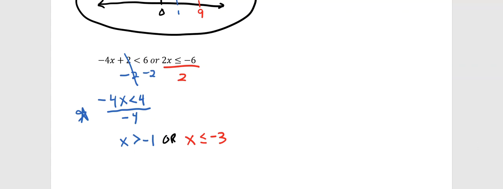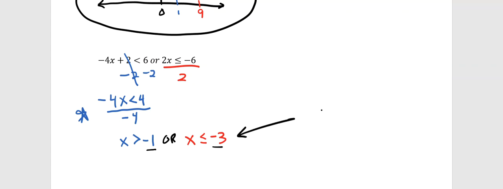Now, if you take a look at this solution, you'll notice that the variables are on the correct sides. The x is on the left in the blue side, x is greater than negative 1, and the x is on the correct side on the red part of our solution, x is less than or equal to negative 3. But what you should notice is that these values run in decreasing order. Negative 1 is a bigger number than negative 3. We want them to run in increasing order.